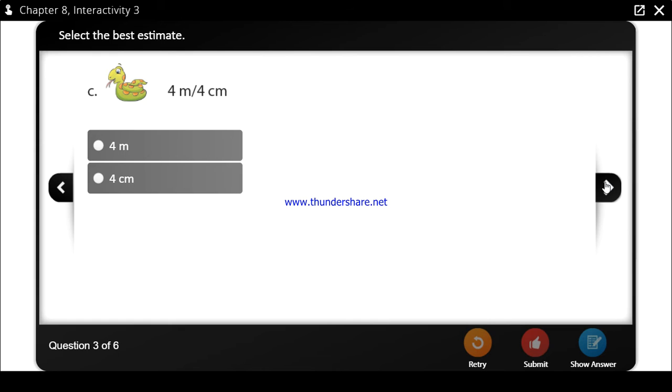Then C part, 4 meter or 4 centimeter. Select the best estimate. It is a meter or centimeter. It is a small thing, so it is centimeter, 4 centimeter. Listen here, the next one is a longer object, so it is a meter.